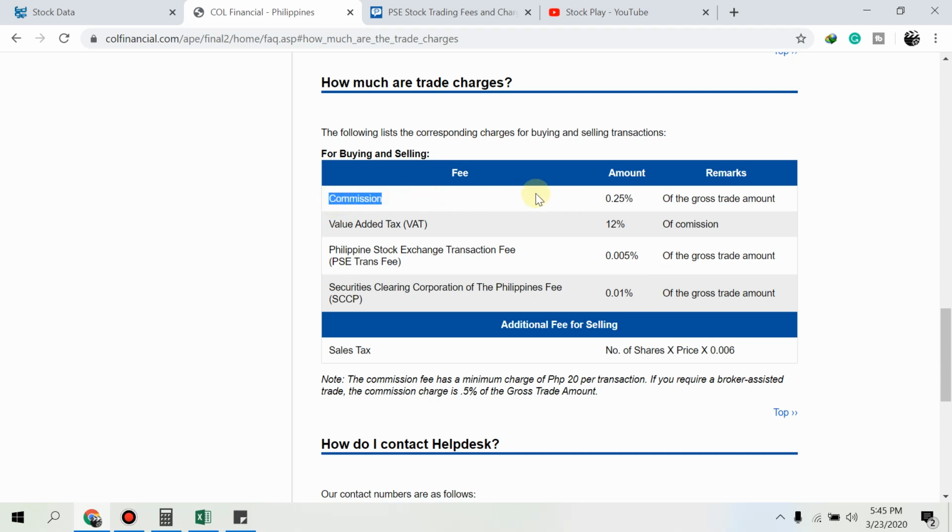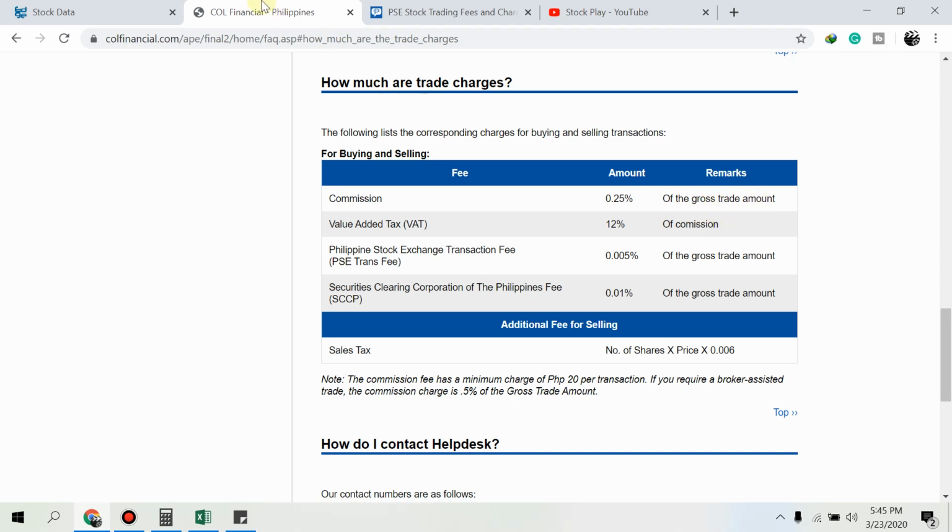So paano ba kino-compute si commission o si broker commission? So we have this formula: gross trade amount multiplied by 0.25%, no? So paano natin kukunin si gross trade amount?